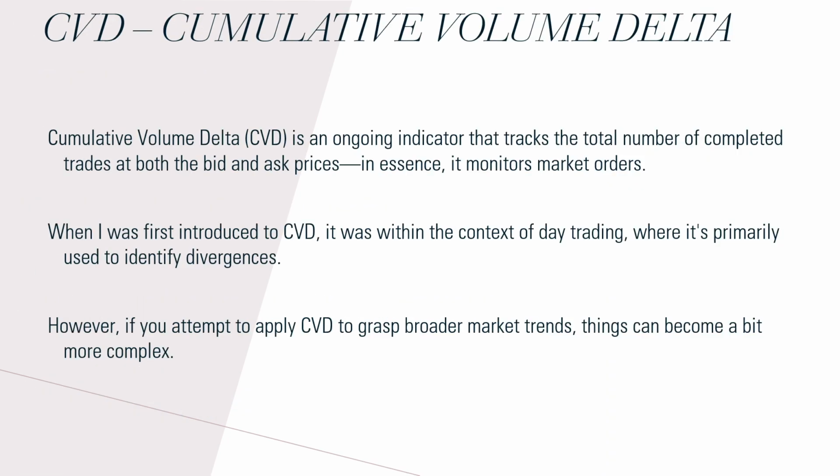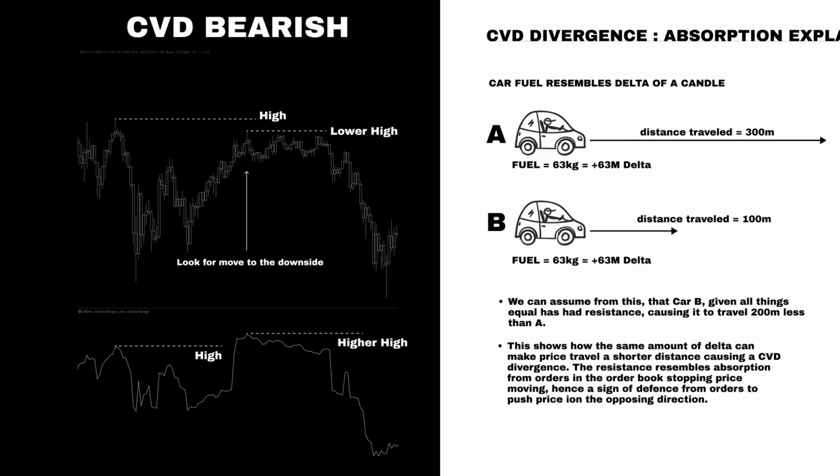CVD. So what is the CVD? The cumulative volume delta is an ongoing indicator that tracks the total number of completed trades at both bid and ask prices, but it monitors only market orders. It's used to identify divergences, and if you attempt to apply CVD to grasp broader market trends, things can become a bit more complex. You want to be looking at the CVD on lower time frames, not the higher time frames.